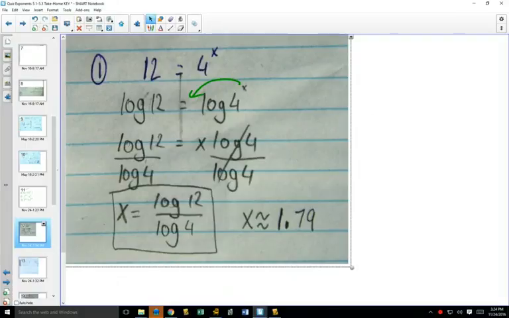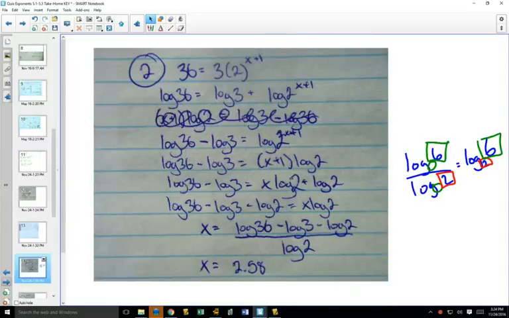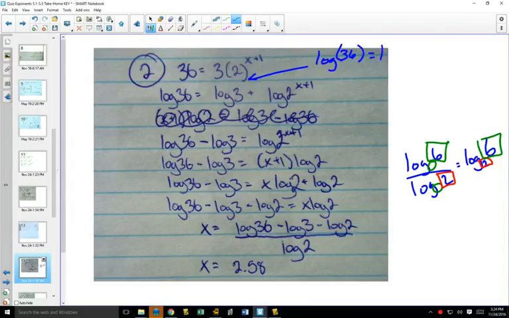Now for the second one, again, this is what it looks like if you take the log of both sides. Now in the work here, you could do one extra step. You could have a step where you just show I took log of 36 equals, and I took log of 3 times 2 to the x plus 1. So just the basic step, taking the log of both sides.